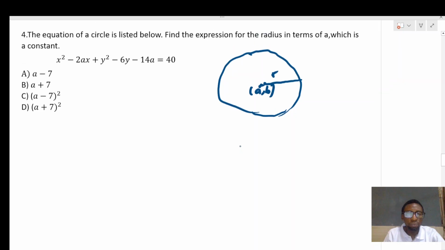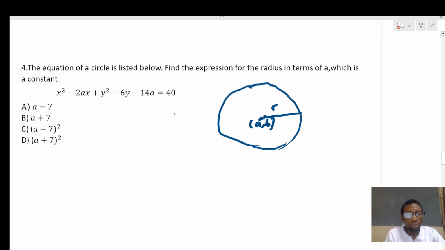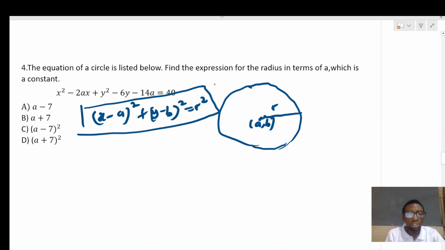One of the formulas for the equation of a circle is x minus a all squared plus y minus b all squared equals r squared. This one is called the equation of a circle. But I will not use this formula to solve this question.